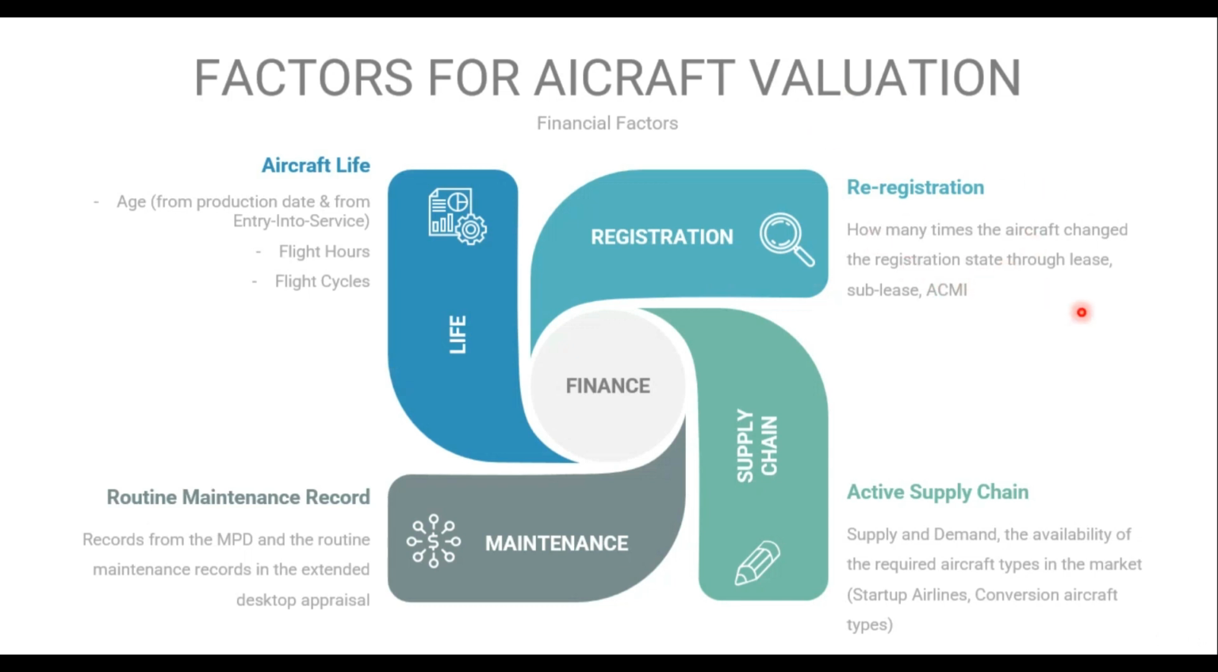Also, another factor the financial people take into consideration is how many times the aircraft was re-registered. Like I moved the aircraft from the registration of the Egyptian authority to, let's say, the Algerian authority to the Irish authority, whatever it takes. So this will take the value of the aircraft a little bit down. The active supply chain, that supply and demand, as we said, nowadays we have a lot of demand for specific aircraft types to be converted to freighter aircraft instead of passenger aircraft. And also the routine maintenance records, like what happens in the MPD maintenance planning document, what happens in the maintenance records, the amount of repairs that happen, all of this stuff.